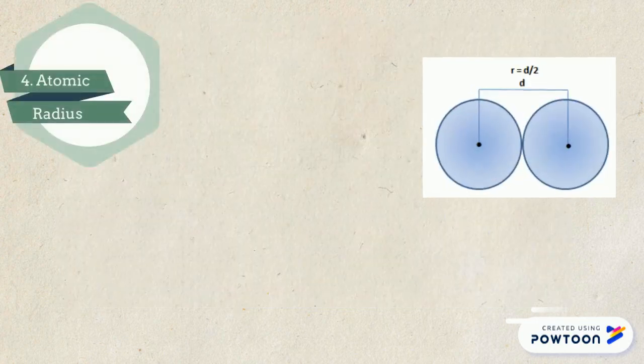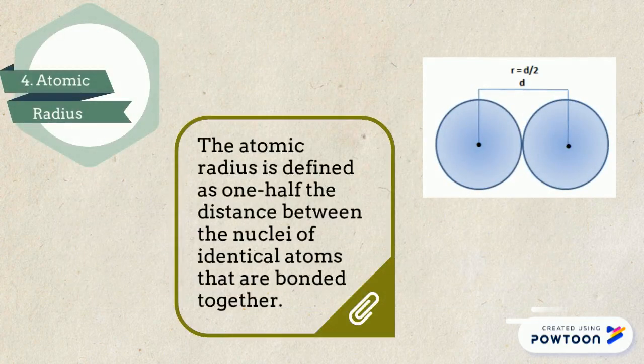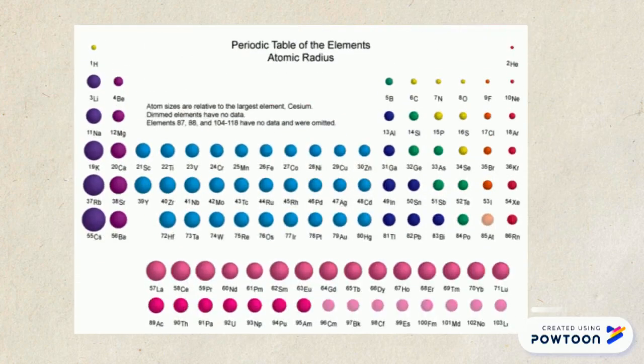The atomic radius is defined as one half the distance between the nuclei of identical atoms that are bonded together. The atomic radius is a measure of the size of an atom. Atomic radius is dependent on the type of bond present.